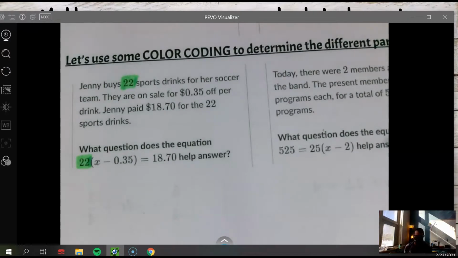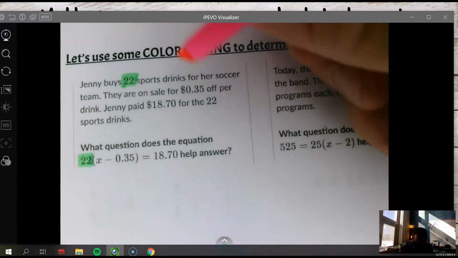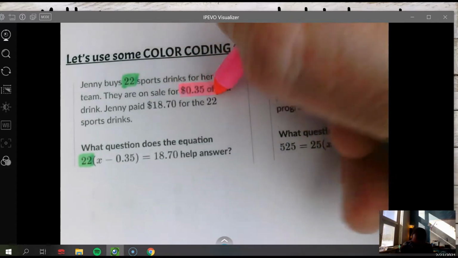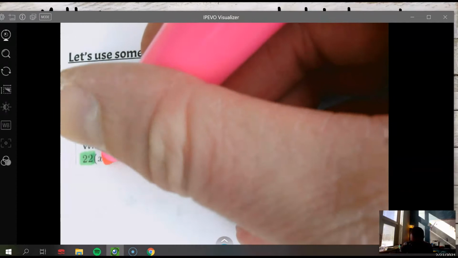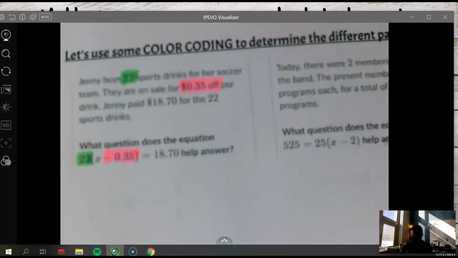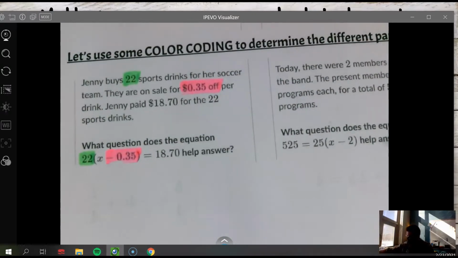So she buys 22 Chameleonades. It's not Gatorade, right? Chameleonades. So they are on sale today, part of the reason why she bought them, for 35 cents off. You should be highlighting what I'm highlighting. And the total that she spent was $18.70.